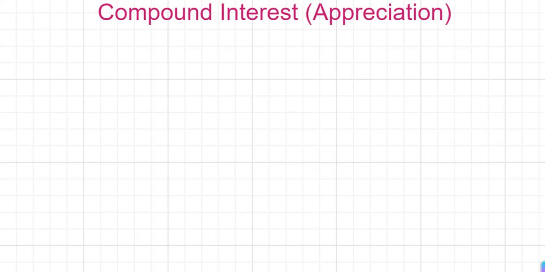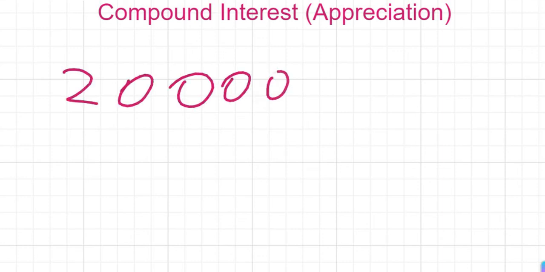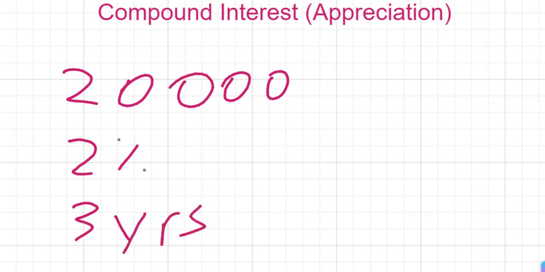So let us look at it. Let us use the same example. If I invest $20,000 at the bank, and the bank is giving me an interest rate of 2%. Let's say I am investing this money for a 3 year period. So the question is, how much money will I have in the bank at the end of 3 years? That's what I want to find out.